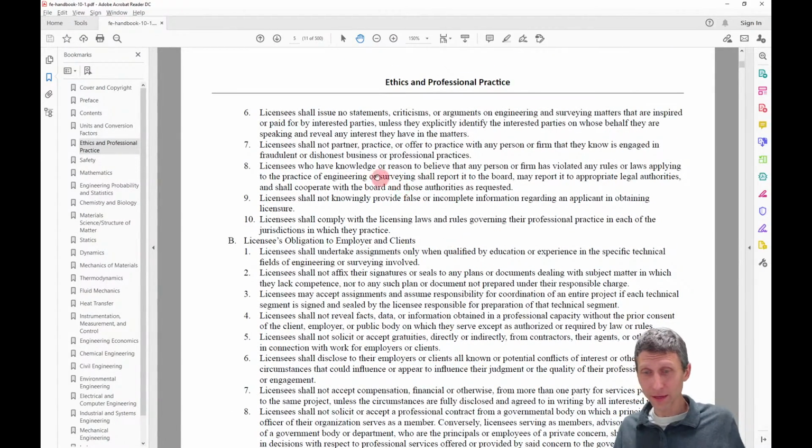Here we go. Licensees having knowledge or reason to believe that any person or firm has violated any rules or laws applying to the practice of engineering surveying shall report to the board. This is kind of a stretch, but it's licensees. Here we go. This is probably even better. Shall not partner or offer to practice with any person or firm that they know is engaged in fraudulent or dishonest business or professional practices.